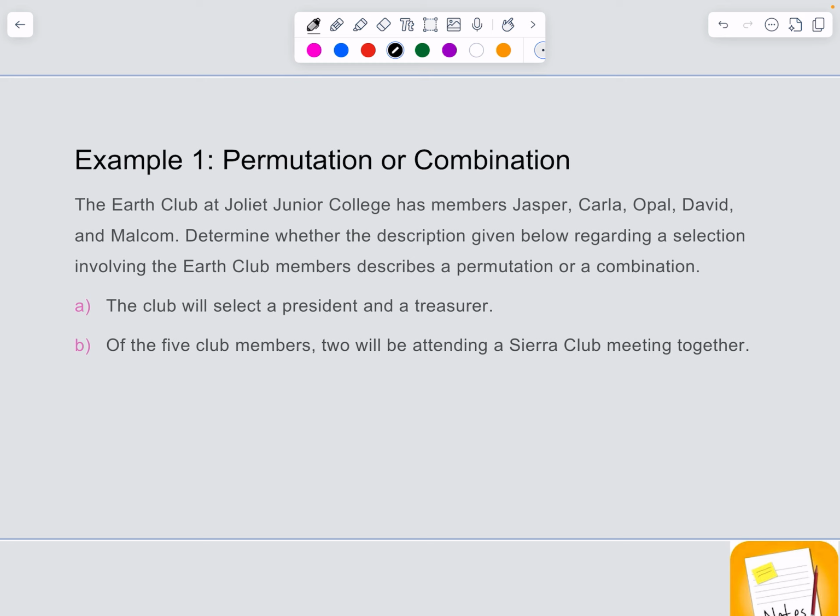Okay, so now we're going to go through and discuss what each of these are. For part A, the club will select a president and a treasurer. Since the president's position is different than the treasurer's position, the order in which they're selected is important. For example, let's say Jasper is the president and then Carla is the treasurer. Well, that's completely different than if Carla is the president and Jasper is the treasurer, right? We still chose the same 2 people, but the order we choose them is important, so that makes it a permutation.